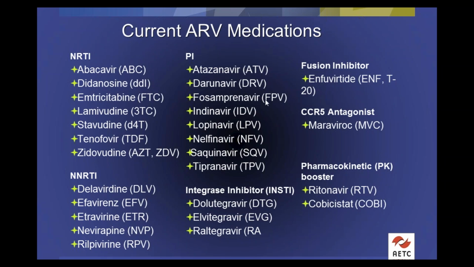But you can see they fall into a variety of different classes, and despite the fact that we have all these drugs today, the model is still the same as it was in 1996. You take two drugs from this list, plus either one drug from this list or this list, and that's how you treat people with HIV.